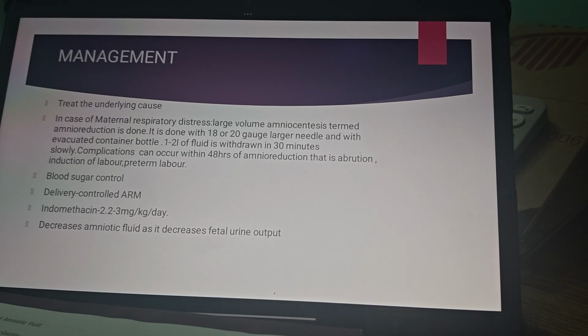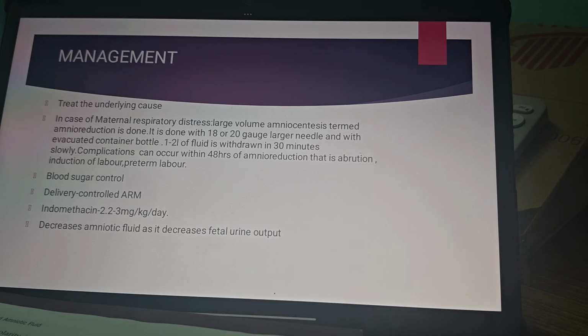So what is the management of polyhydramnios? First of all, we will try to treat the underlying cause which is causing polyhydramnios. In case of maternal respiratory distress, large volume amniocentesis termed amnioreduction can be tried, where we insert an 18 to 22 or 20 gauge large needle with an evacuated container bottle, and we try to evacuate around 1 to 2 liters of fluid slowly over 30 minutes. But in this procedure, certain complications can occur like abruption, etc. So preterm labor and abruption can also occur.